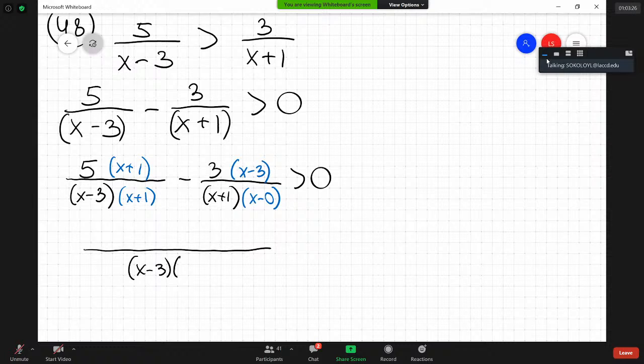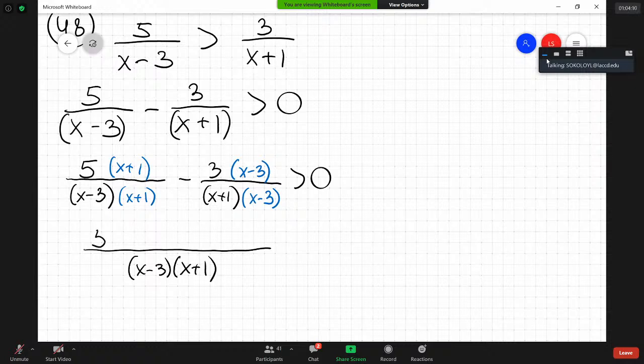Why does it become 0? It's not 0. Let's see if I can. It becomes difficult. Oh well, we'll get rid of this, get rid of this. So this was x minus 3. There we go. So now we have x minus 3 times x plus 1 as the LCD.